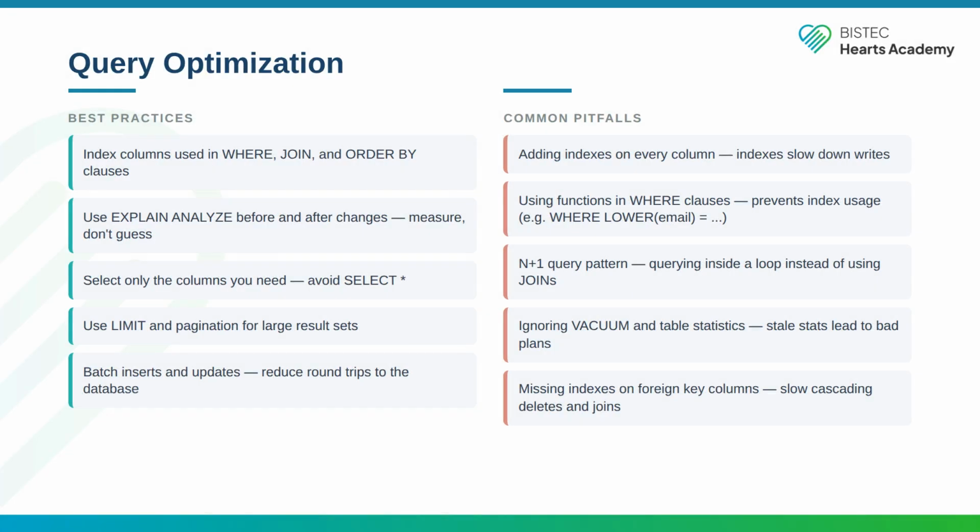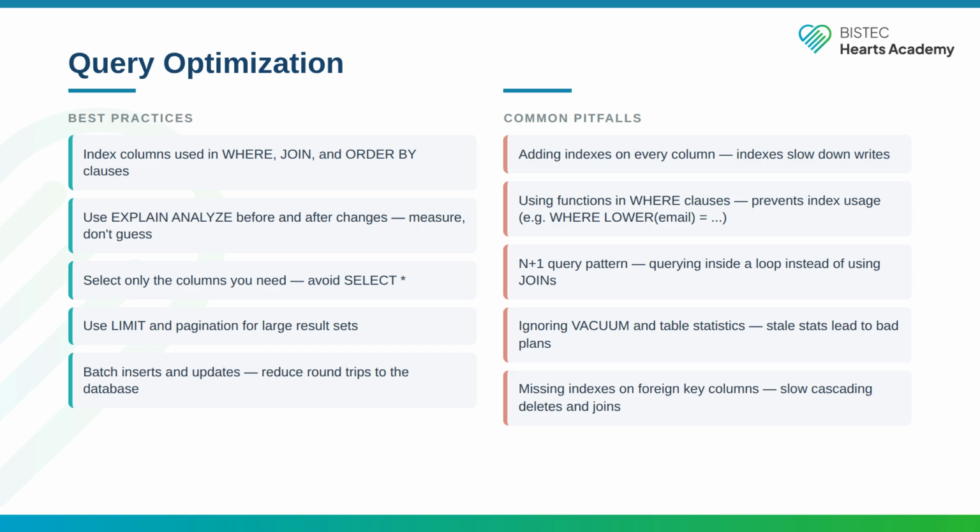Let's talk about what to do and what to avoid when optimizing queries. Best practices first. Index the columns that appear in your WHERE, JOIN, and ORDER BY clauses. That's the single biggest win. Always use EXPLAIN ANALYZE before and after making changes. Measure, don't guess. Intuition about performance is frequently wrong.